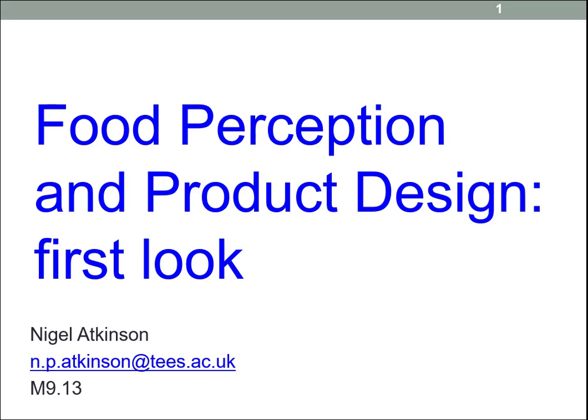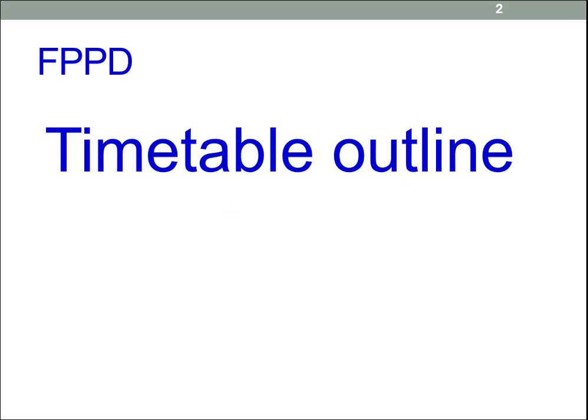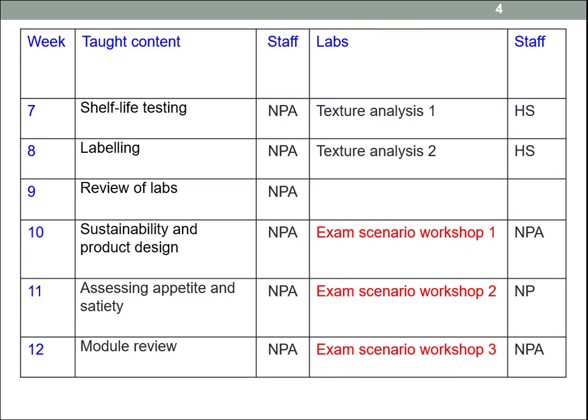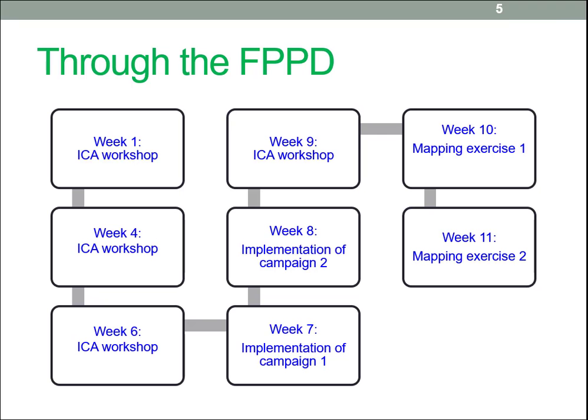Okay, quick look at the next semester module for perception and product design for those of us who didn't get in this week. Timetable outline. The content is based on 4 themes, which we'll talk about more in a second, and we'll run assessments throughout the semester. And we'll notice in tutorials is open book exam workshop 1, all the way through to 4. And then in the second semester there is exam scenario workshop 1 through 3. So they're the parts of the various tutorials throughout the module.